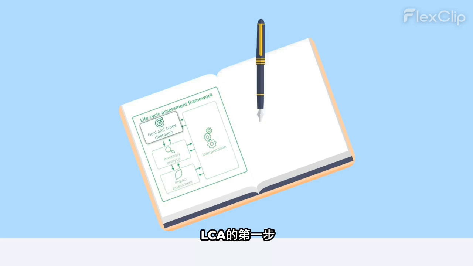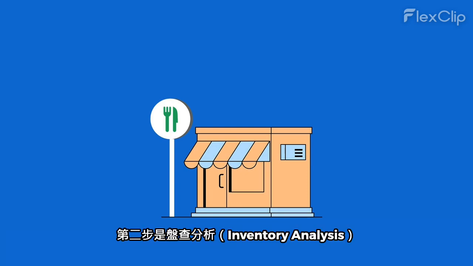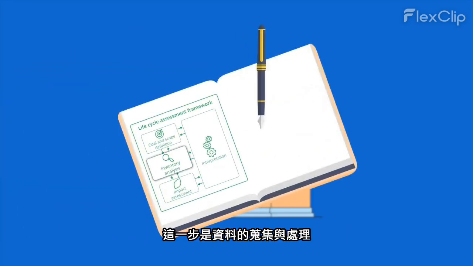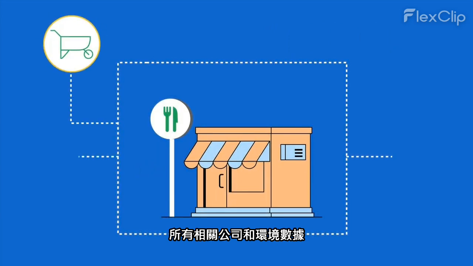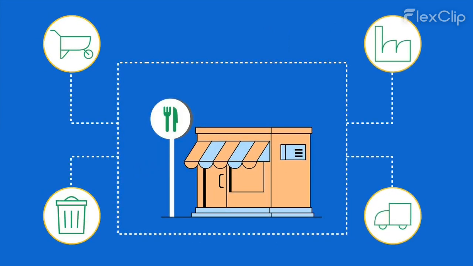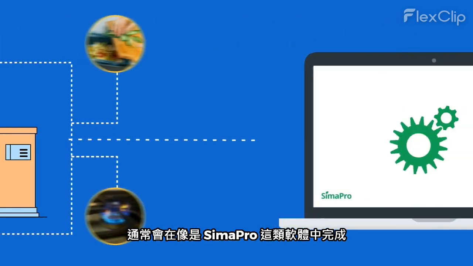The first step of your LCA is the goal and scope definition. This step involves making critical choices to define the study's objectives and boundaries. Step 2 is the inventory analysis, which entails data collection and processing. Here, all relevant company and environmental data is gathered. These data are all the inputs and outputs associated with the different life cycle stages of the product or service. The information is used to build a life cycle model in software like SimaPro.